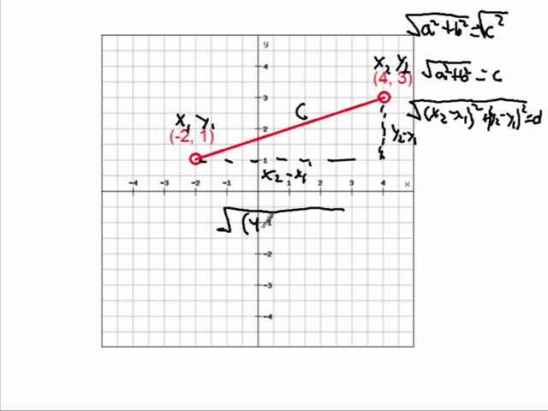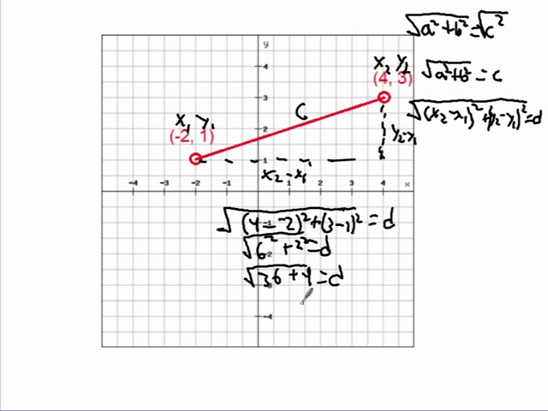I go x2 is 4 minus x1, which is negative 2, squared, plus y2, which is 3, minus y1, which is 1, squared, equals d. This is 6 squared. This is 2 squared equals d. And 6 squared is 36. Plus 2 squared is 4. All right. So I get the square root of 40 equals d.